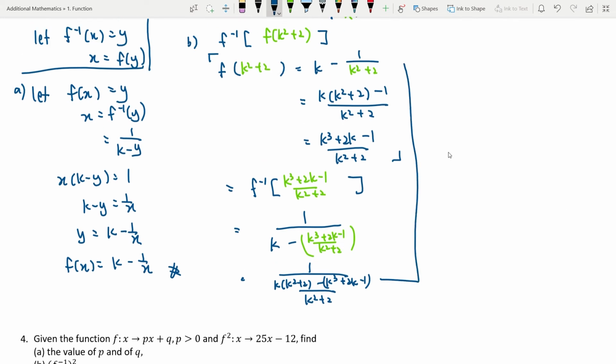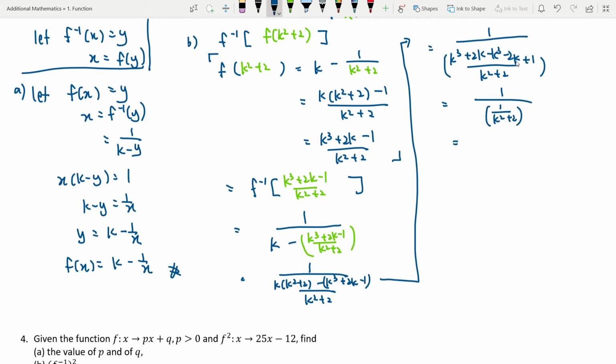Continue over here. 1 over k cubed plus 2k minus k cubed minus 2k plus 1 over k squared plus 2, which is 1 over, k cubed minus k cubed is gone, 2k minus 2k is gone, so we're left with 1 over k squared plus 2, which is k squared plus 2.